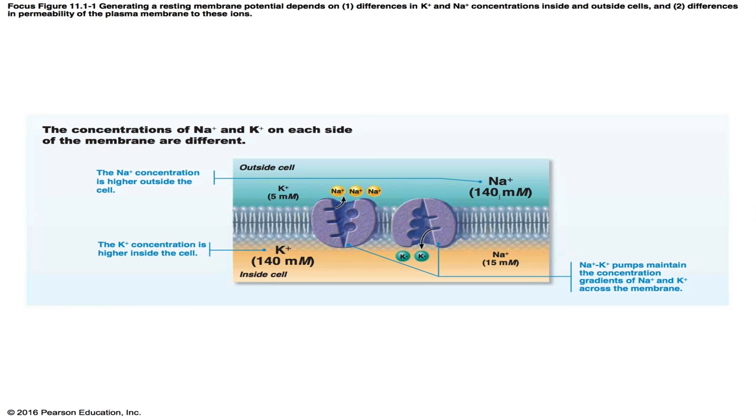So you have the opposite. You have 140 millimole concentration for sodium on the outside, and only 15 millimoles of sodium on the inside of the cell. So the sodium-potassium pump is sending out 3 ions of sodium and bringing back in 2 ions of potassium. So it's actually going against the concentration gradient. Therefore, it uses energy. So this is an ATPase pump.